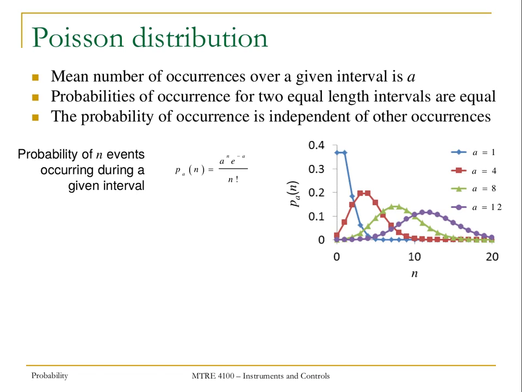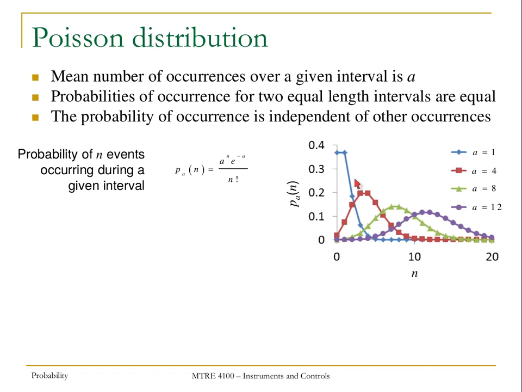Here are Poisson distributions for intervals of 20 and different values of mean number of occurrences. Again, that's a. We have to assume that for a given value of a, if we have 2 different intervals, then the probabilities of occurrence are the same for those intervals. And also that the probability of occurrence is independent of other occurrences, which we stated already with the binomial distribution, to which the Poisson distribution is related.